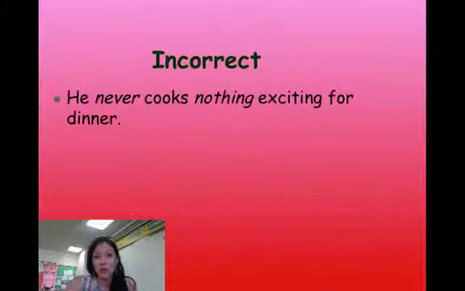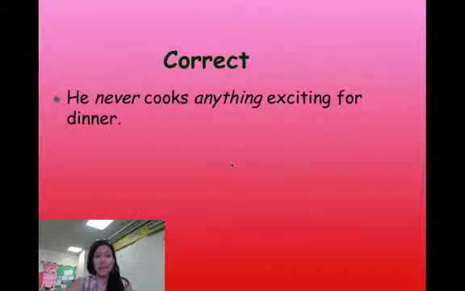So for example, this is an incorrect phrase. He says, he never cooks nothing exciting for dinner. What are the 2 negative words here? He never and cooks nothing. If he never cooks nothing, it means that he's actually cooking something. 2 negatives put together become a positive. So if you want to say the negative of it, you would only have to use one negative word. It would look something like this: he never cooks anything exciting for dinner. So you see, we changed the nothing, which was a negative, to anything, which is not negative. And now we only have one negative in the sentence.